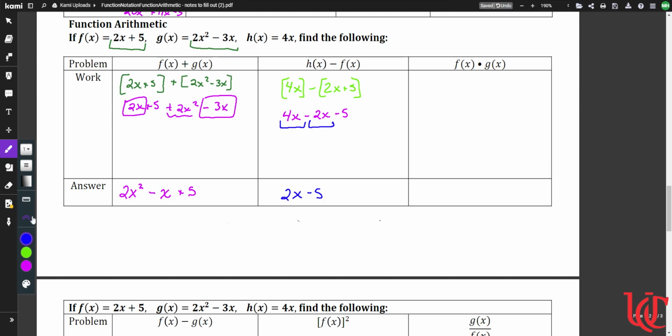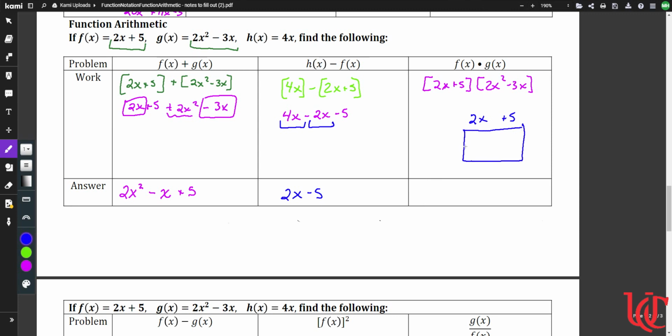Now, the dot means multiplying, so we are going to multiply the next problem. Yet again, we're going to keep things in brackets. So f of x is 2x plus 5. G of x is 2x squared minus 3x. You can use your arrows, but I'm going to do the area method just because I can. 2x plus 5. I just find it a little quicker.